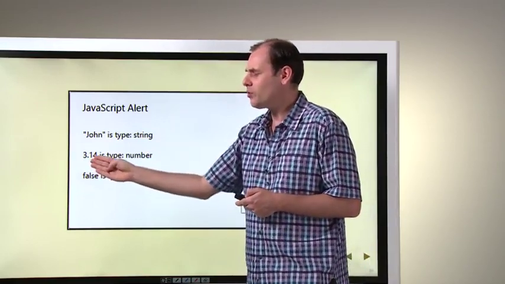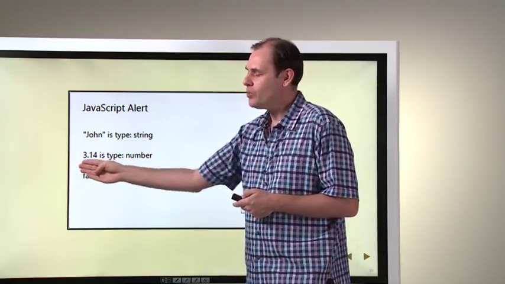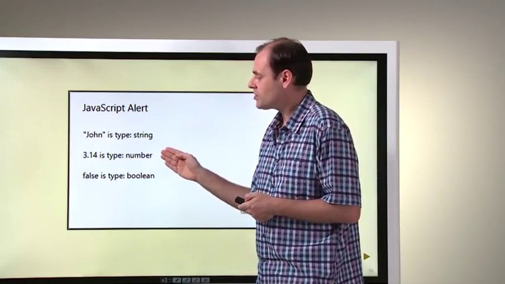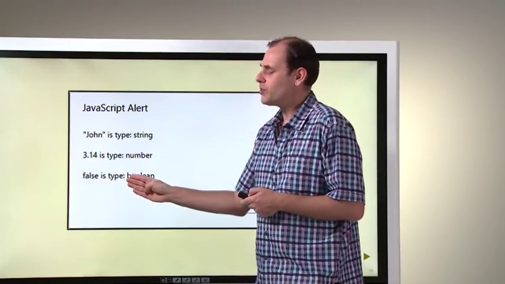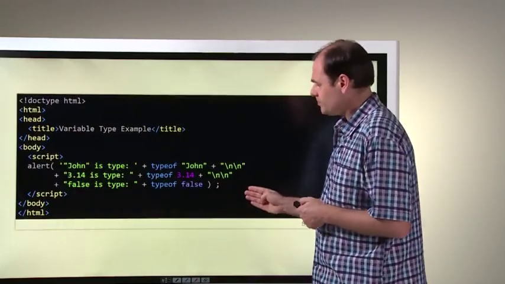Here, a number, 3.14, is type number. Okay, any number with or without decimal place is stored in a number variable in JavaScript. Here, false is type Boolean in JavaScript. Here's the code which created that.